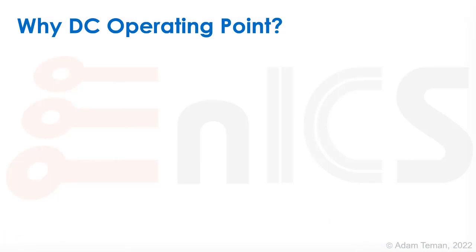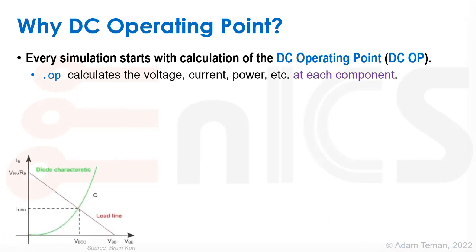So, why a DC operating point? Every simulation starts with calculation of the DC operating point, which we'll call DC op. So the .op command, and as we saw before, we can write this inside our netlist, it calculates the voltage, current, power, and so forth at each component.